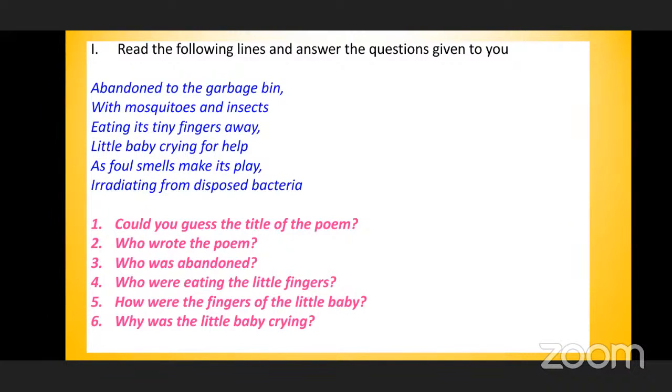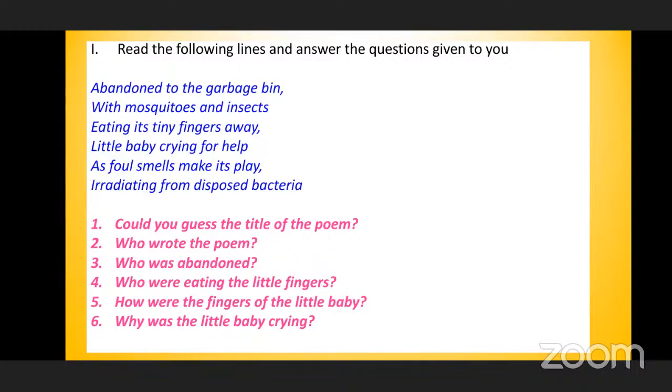Now, why was the little baby crying? Sixth question. The little baby was crying because she was alone, and she was thrown away by her parents. Nobody was there. She was very much afraid. Because of that, she was crying. So in these one or two lines, in that way, you will have to attempt this reading comprehension poem.